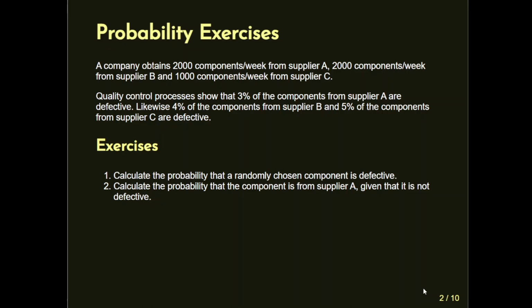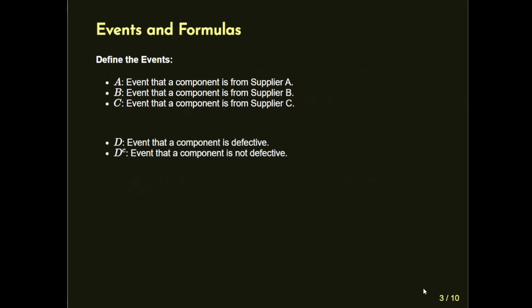So there's two exercises that we have to do. Calculate the probability that a randomly chosen component is defective, and calculate the probability that a component is from supplier A given that it is not defective. Okay, that's a tough enough one. So we'll have our work cut out.